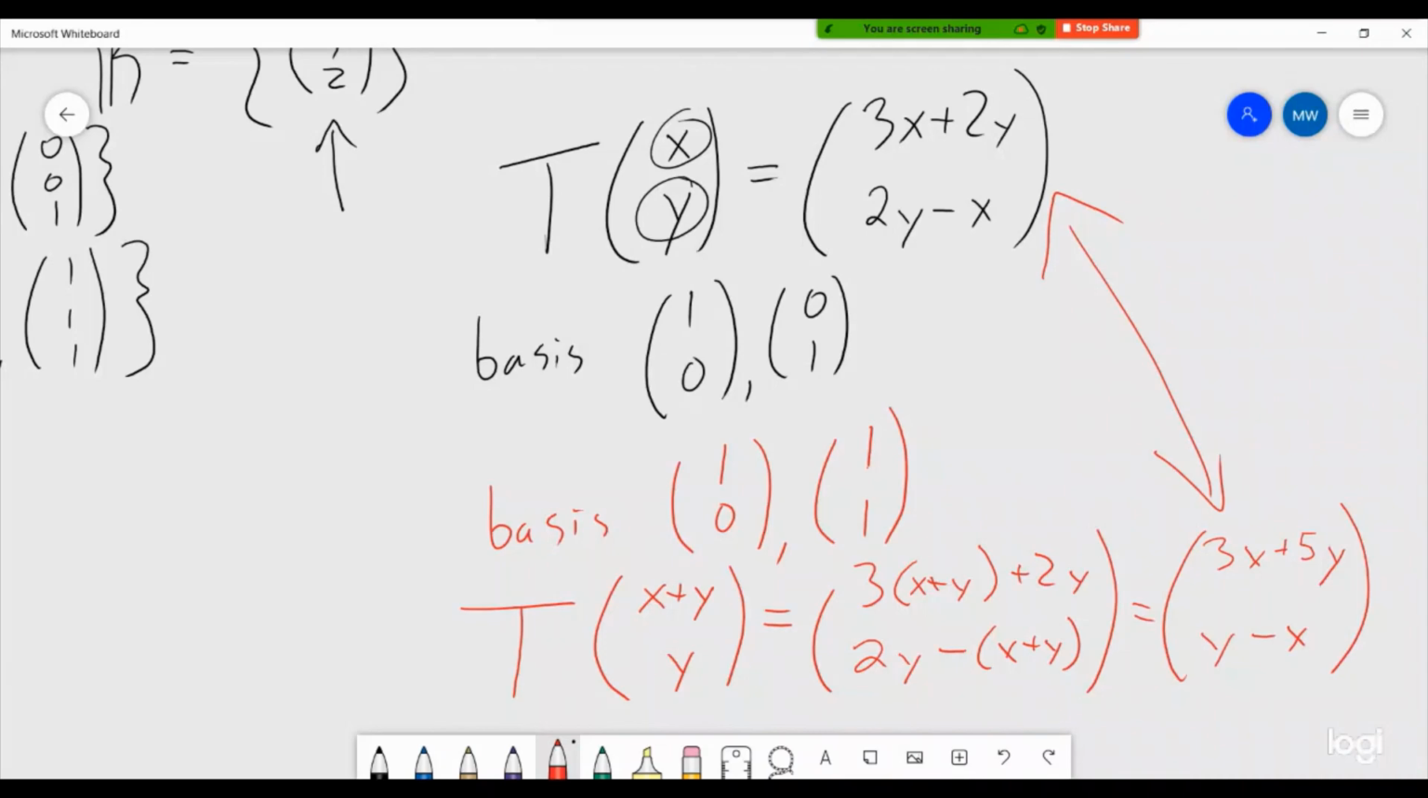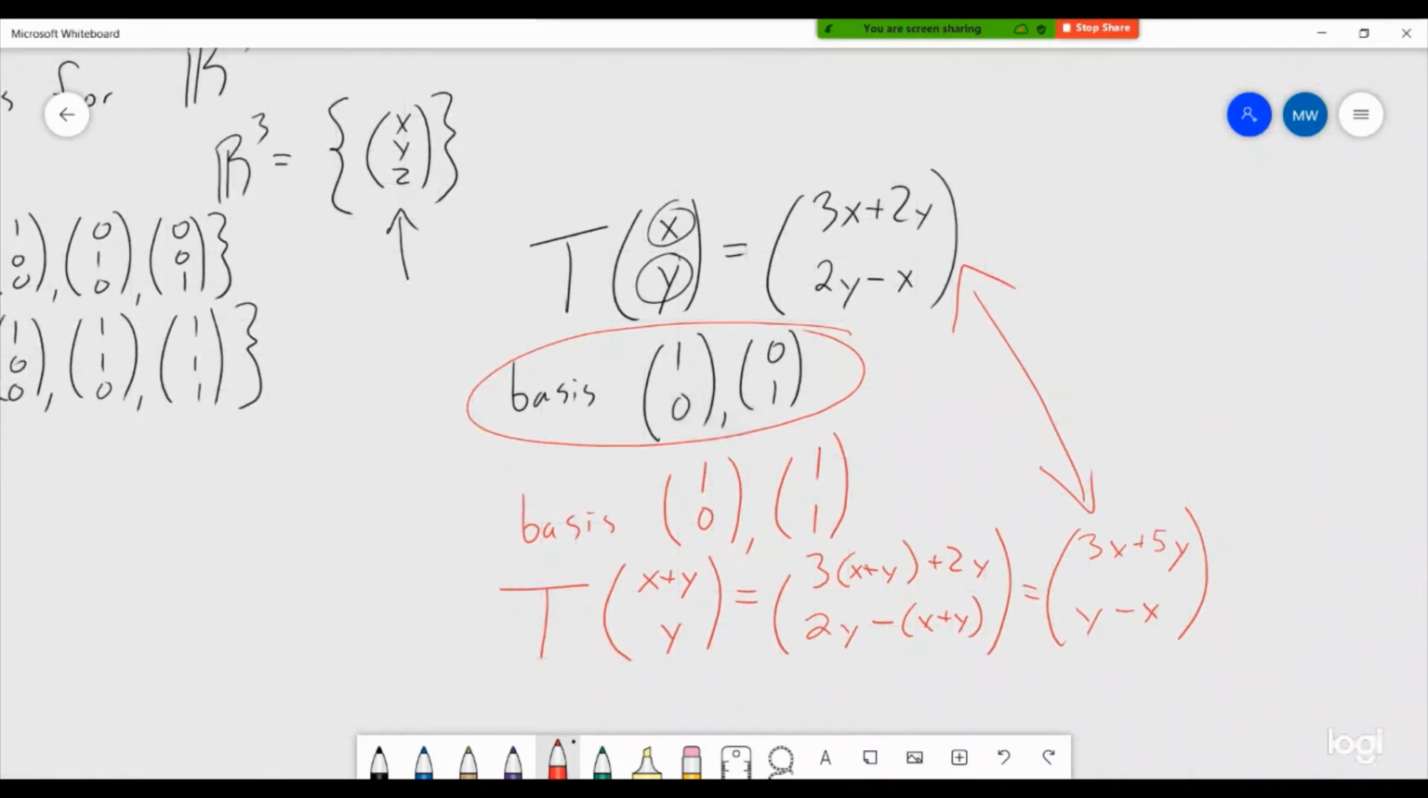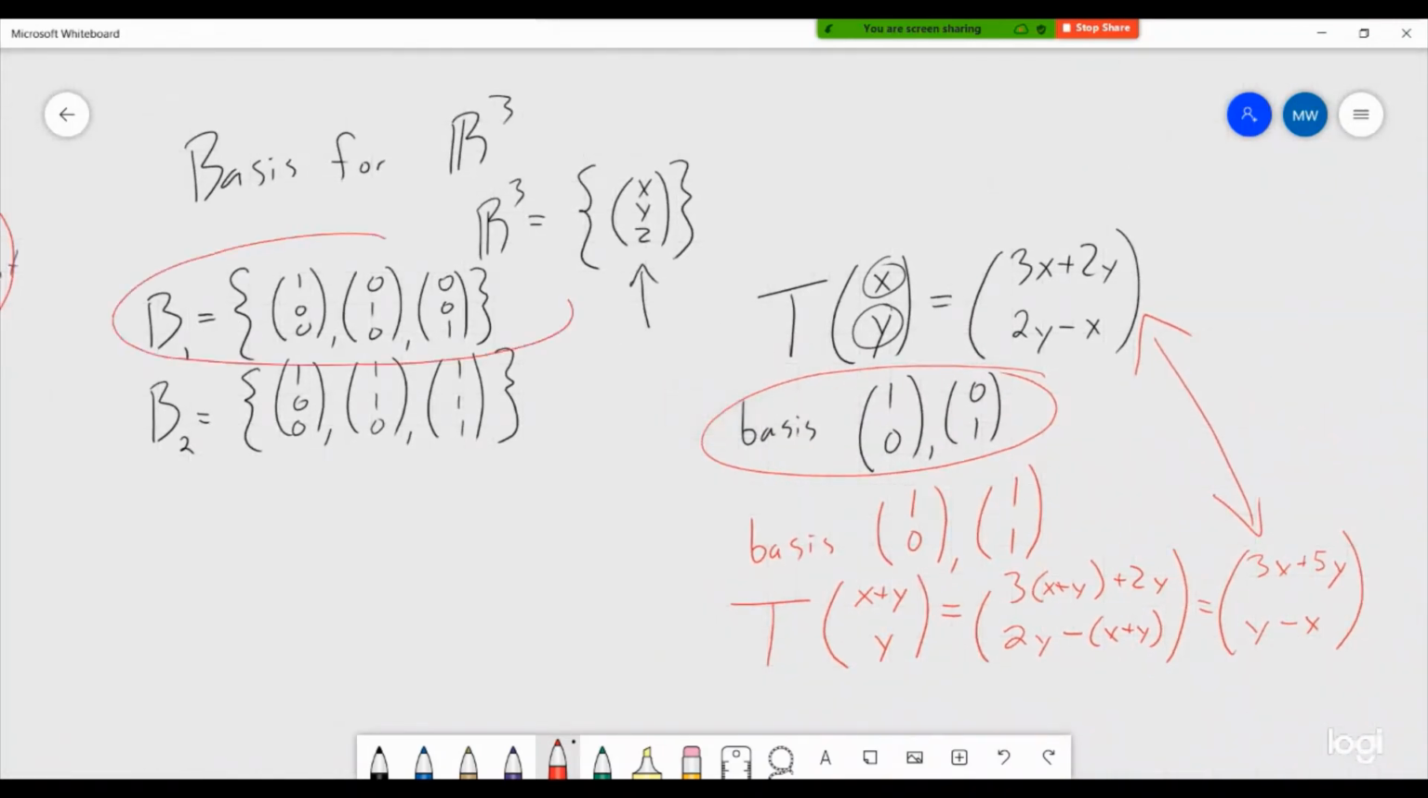So both of those bases are perfectly valid. Sometimes one might be more useful than the other. The bases that look like this or like this are called the standard bases because they're the most natural ones for R2, R3, R4. Those are the most natural bases for those, but they are definitely not the only basis.